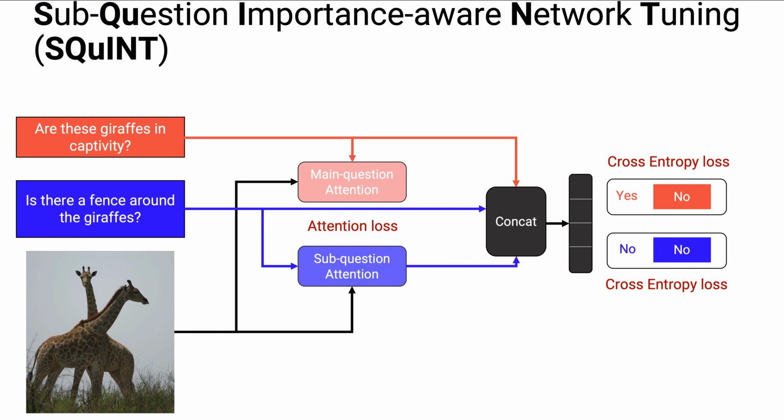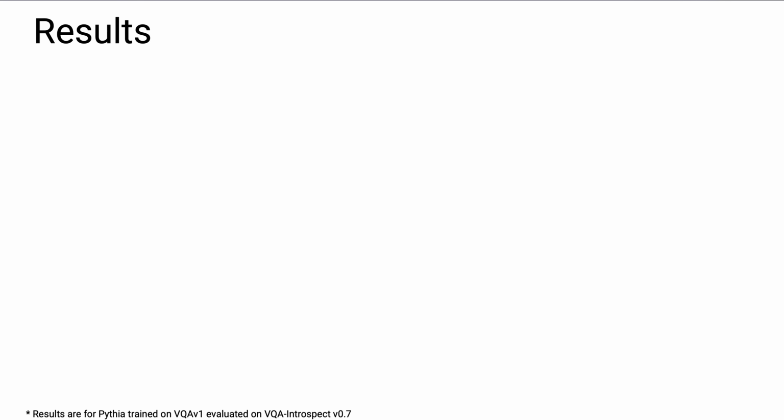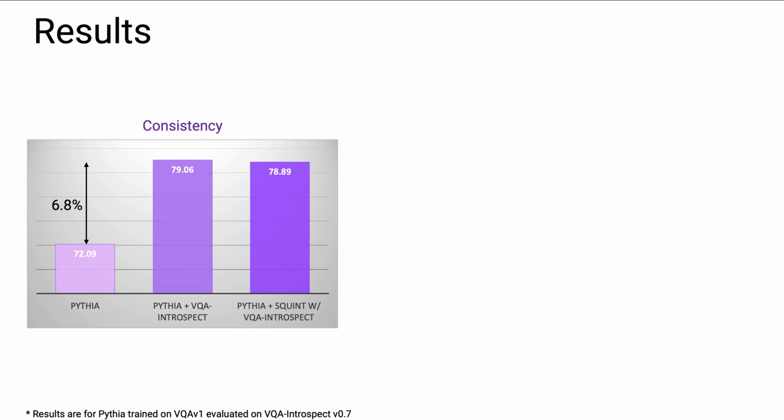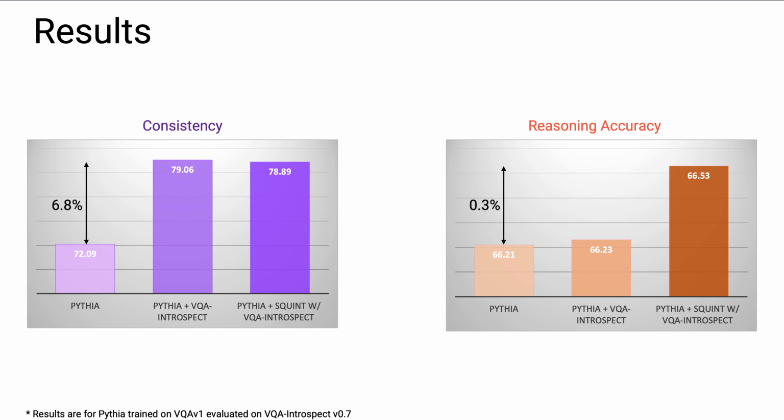In order to improve the consistency and the reasoning ability of models, we introduce an approach called SQuINT. We add a term to the loss function to encourage the models to look at the same regions when answering the main question and the sub-question. We find that SQuINT improves consistency by 6.8% while marginally improving the reasoning performance, defined as the accuracy on the reasoning questions.